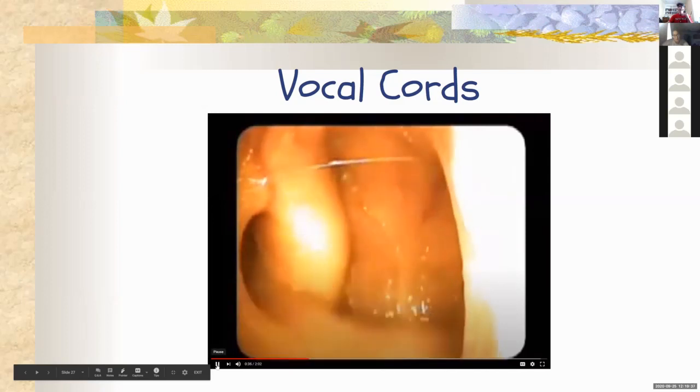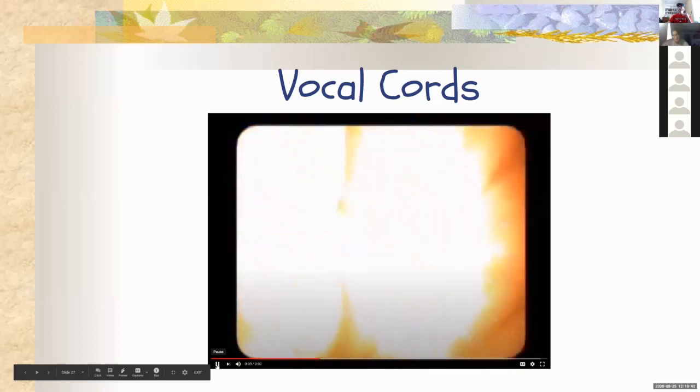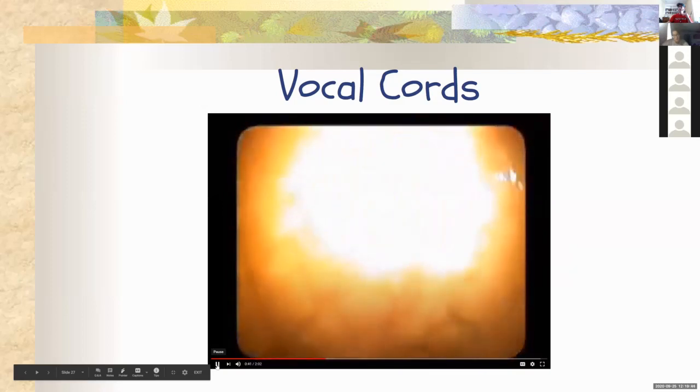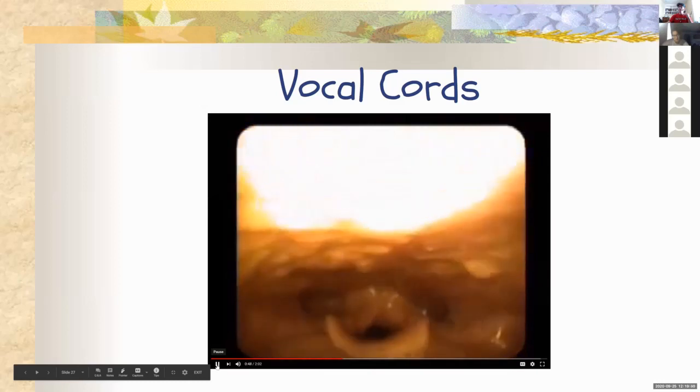Say baby bottle. Baby bottle. The endoscope will now be threaded further down in order to visualize the vocal cords. The patient will now perform a glide.